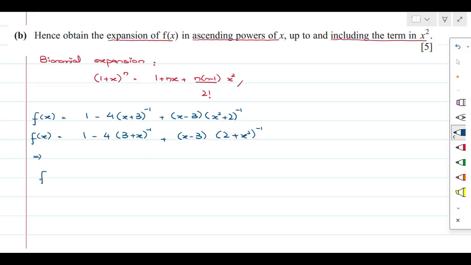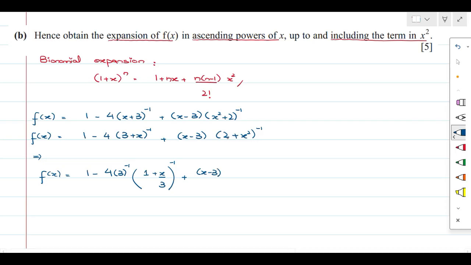its power is negative 1. Now we can take f of x is equal to 1, a constant, minus 4. Now we can write this 3, make 3 as 1. So how do we make it as 1? We have to take 3 power minus 1 common, right? And here we have 1, 3 divided by 3 and x by 3. So x by 3 and its whole power is negative 1 plus x minus 3 as it is.